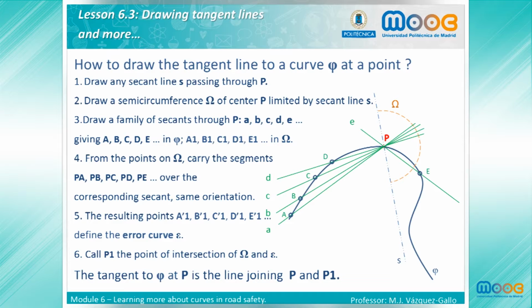Fourth, from the points on the semicircumference, carry the elements PA, PB, PC, PD, and PE over the corresponding secant, same orientation. Fifth, the resulting points A'1, B'1, C'1, D'1, and E'1 define the error curve epsilon. Sixth, call P1 the point of intersection of the semicircumference omega and the error curve epsilon. Then the tangent to the original curve at the point P is the line joining P and P1.